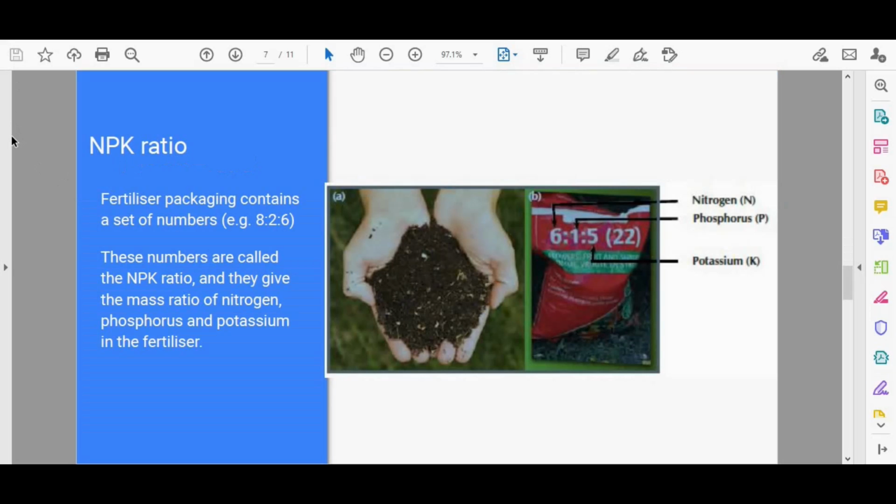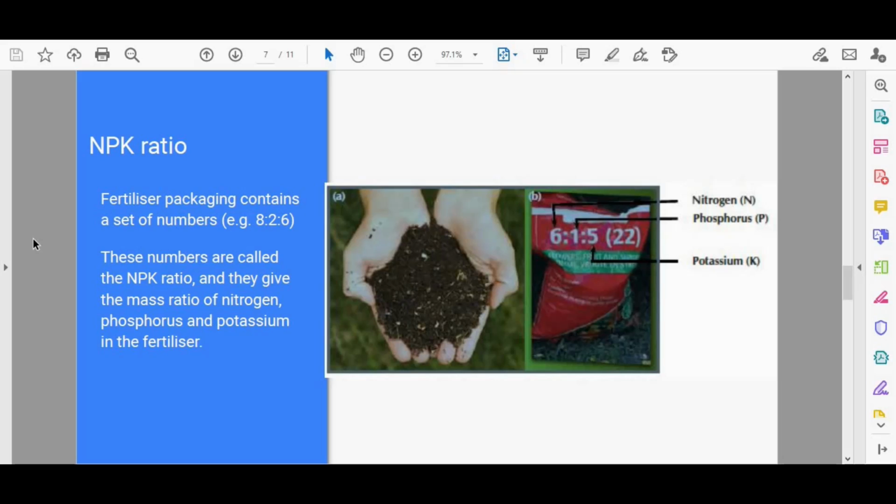So what we have here is the NPK ratio, which is found on your fertilizer bag. This is an example of a bag of fertilizer. Obviously that's what it will look like inside. It looks almost like a bit of compost soil that is found in this type of packaging. And what you would see, as you see in the picture as well as in the text on the left hand side, is that it contains a set of numbers. An example I've used is 8:2:6, and on the fertilizer bag in the picture, which is also extracted from the Siyavula textbook, we see the number 6:1:5 in brackets 22.